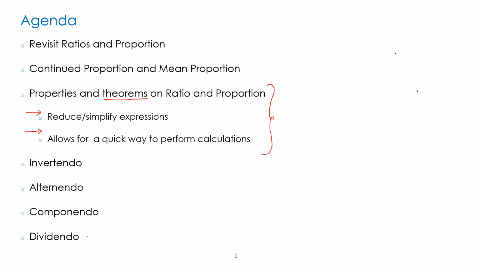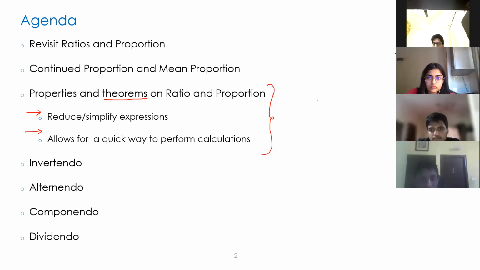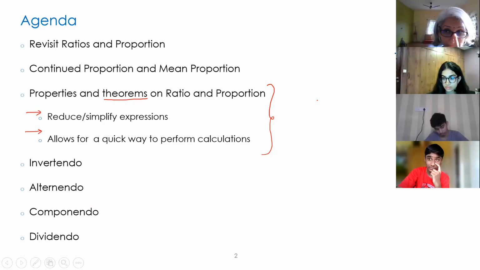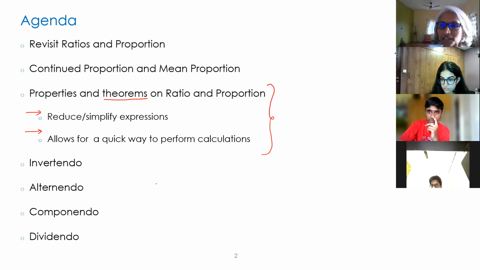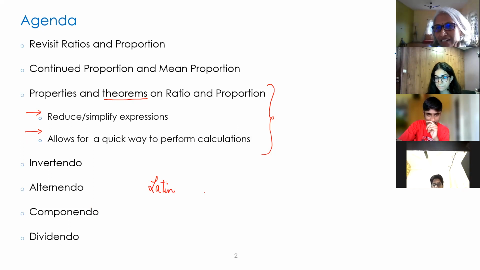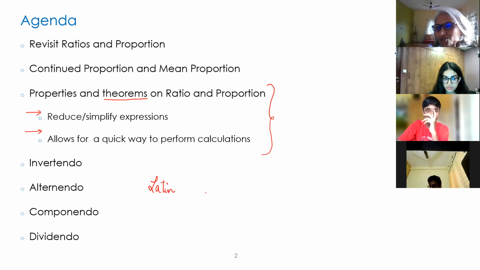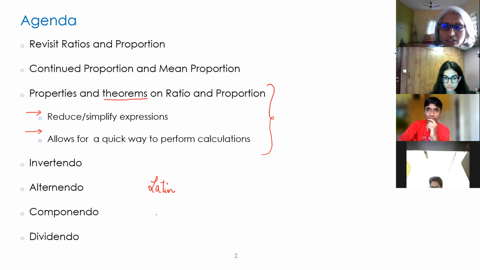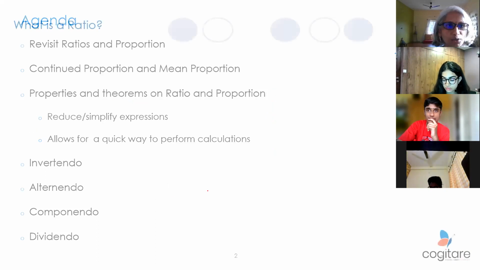Can somebody read out the property theorems for me? Invertendo, alternando, componendo, and dividendo. Yeah, fancy names, right, guys? Why do you think they're named like this? They are Latin names? Yeah, like your Harry Potter spells, no? These are simply because they were derived from the Latin names and nobody bothered to change them. That's all. Okay, and it adds a bit of color to your math textbook. You also have certain other properties that are not listed here, but we will learn along the way.